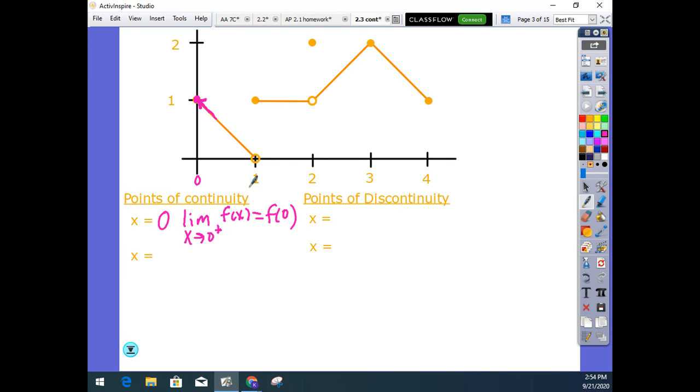How about at 1? Notice at 1, the limit from the left does not equal the limit from the right. So x equals 1, there is a point of discontinuity because the limit as x approaches 1 from the left does not equal the limit as x approaches 1 from the right.